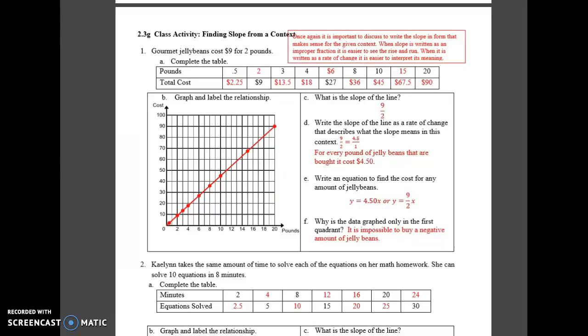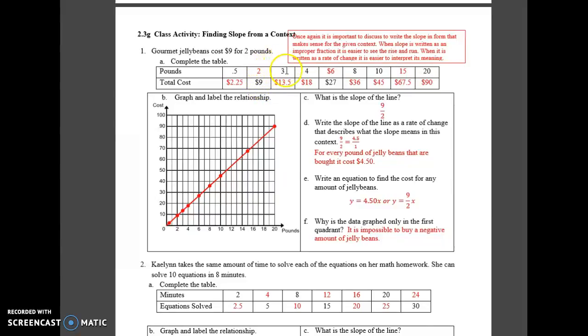So if we look up here, I have $9 for 2 pounds. So you need to put 2 pounds right here. There's no other cost available here, so this is going to be proportional, or the y-intercept is 0. If you notice on the graph here, it crosses down here at 0. So what that means is that we can divide that and get $4.50. And so for every pound, we're going to be doing $4.50.